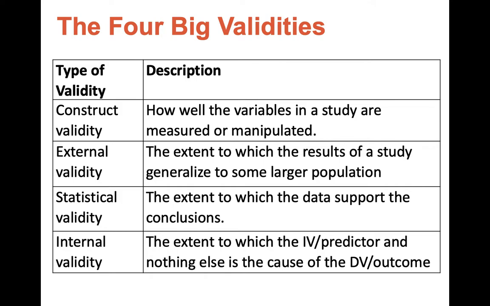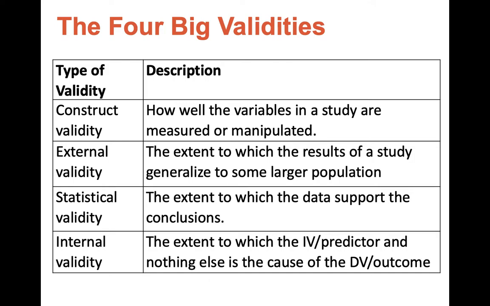External validity is the extent to which the results of a study generalize to some larger population or across other situations. So, for example, we might ask whether the results from a particular study that involved children from the United States apply to other children across the world, or even to other times or situations. Okay, so if it's an old study and it was conducted 30 or 40 years ago, does it still generalize today?